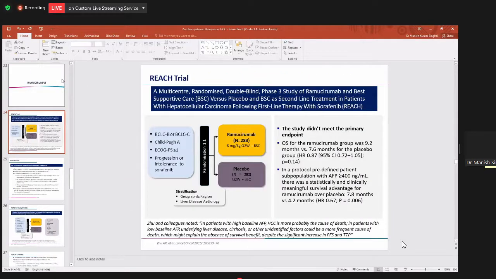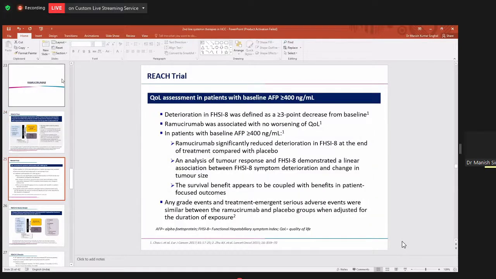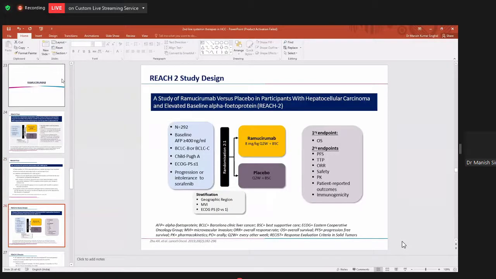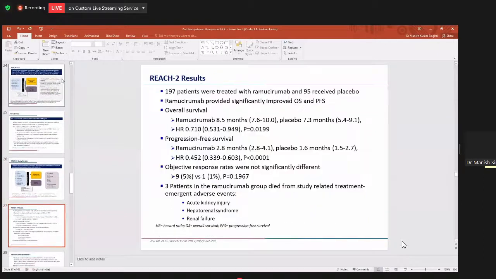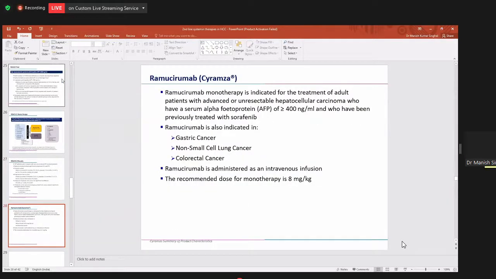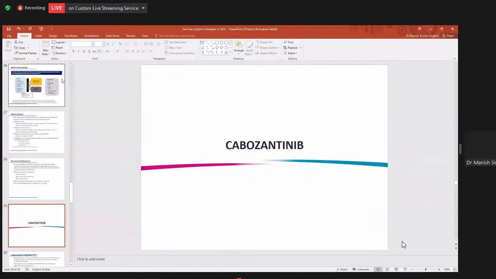So coming to ramucirumab, it was a multi-center randomized double-blind, placebo-controlled study, done after failure on sorafenib. And it had a pre-planned analysis to look at patients who had alpha-fetoprotein of more than 400. The study's primary endpoint was overall survival. It didn't meet the primary endpoint because it was not reaching statistical significance. But in those patients who had alpha-fetoprotein of more than 400, it did reach statistical significance. So this particular trial got ramucirumab approval in patients who had alpha-fetoprotein of more than 400.